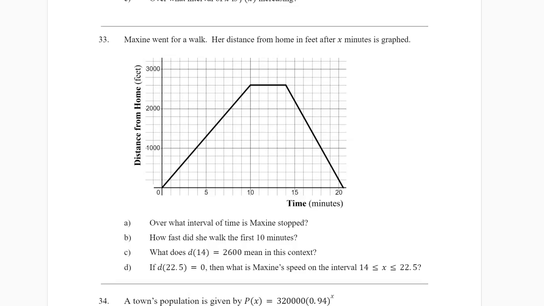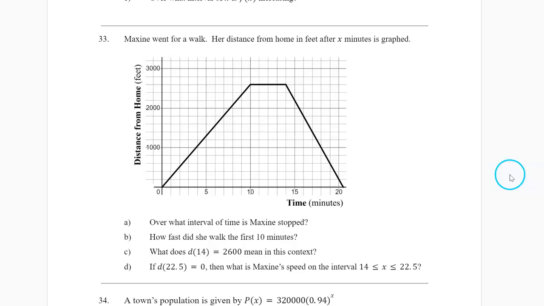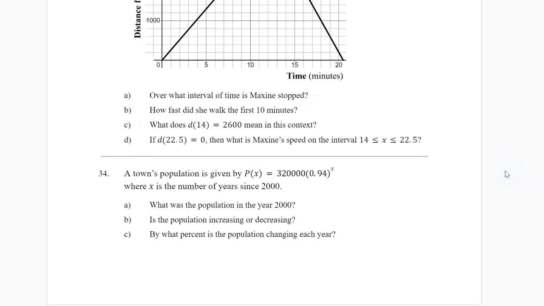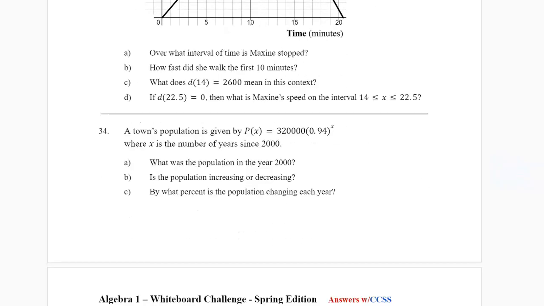And then for the last question, if d of 22.5 is equal to 0, then what is Maxine's speed on the interval from 14 to 22.5? I think you got to round that one off, by the way. And then the last question for the whiteboard challenge is about an exponential function describing the population of a town. And so they're just going to answer 3 questions about it.